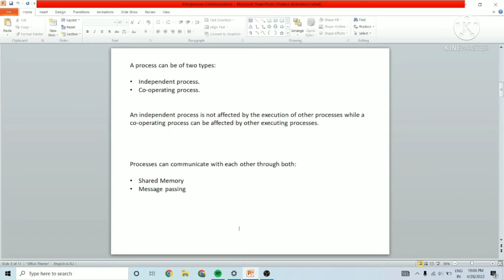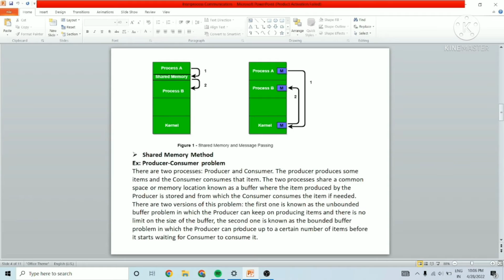Processes can communicate with each other through both methods: shared memory and message passing. We can explain each of them again and again. If you have any doubt, then you can ask me. Let us first discuss what is shared memory.